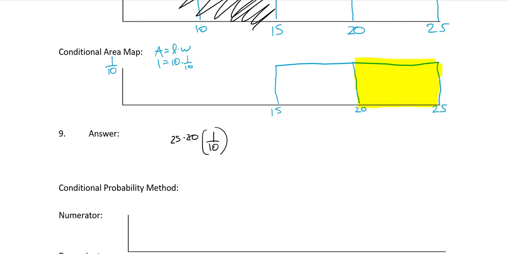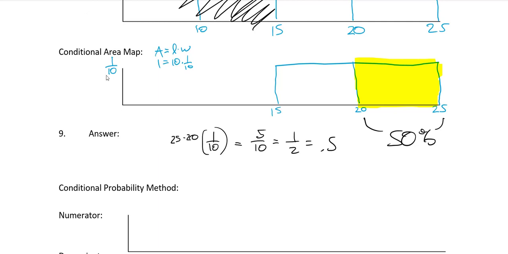So we've got 25 minus 20 times 1/10, which is 5 divided by 10, and 5 divided by 10 is 1/2, or 0.5, or 50%. And really, doesn't that look like 50%? And it does. There is a 50% chance of that tram coming between the 20 and the 25-minute mark, and there's a 50% chance that the tram is going to come between the 15 and the 20-minute mark.